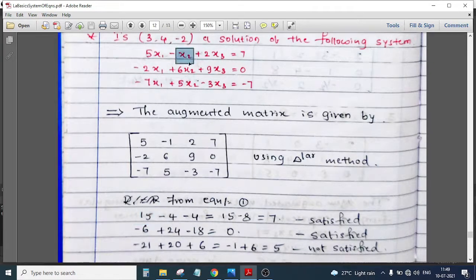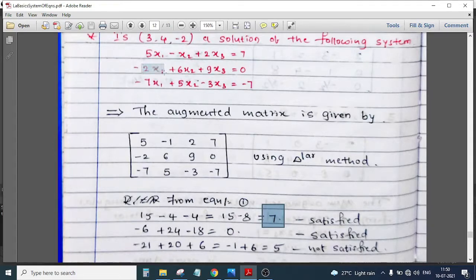Then we have x2 only, that's why with what we are getting here, minus 4. Next we have 2 into x3, that is 2 into minus 2, which is minus 4. So 15 minus 8 is what now? 7. Satisfied. The first equation is satisfied. Next we'll check for the second equation.